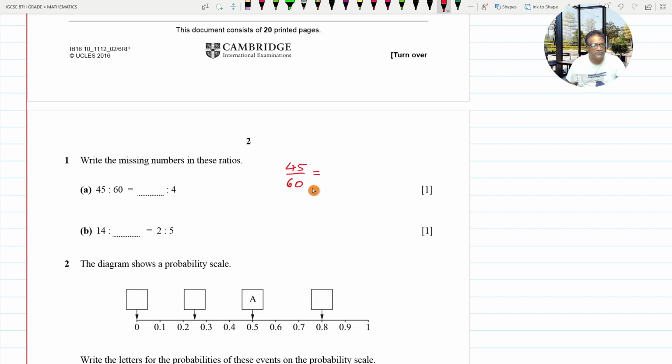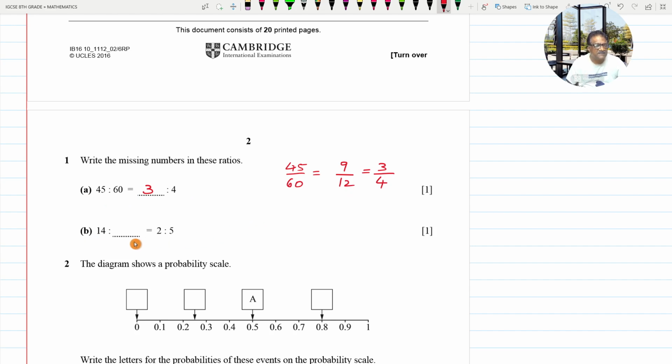When you reduce it, it will be 5 upon 4. Now in the bottom you want 4. Let me reduce this way. Taking 5, 9 5s are 45, and 5 into 12 is 60. So you get 9 upon 12, but in the bottom I want 4. So 3 3s are 9, and 3 into 4 is 12. So 45 upon 60 in the simplest form gets reduced to 3 upon 4. So the answer for 45 is to 60 will be equal to 3 is to 4.